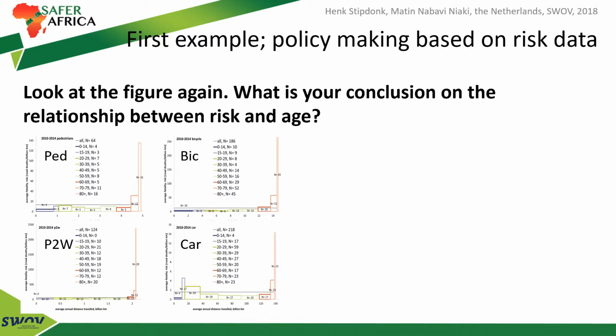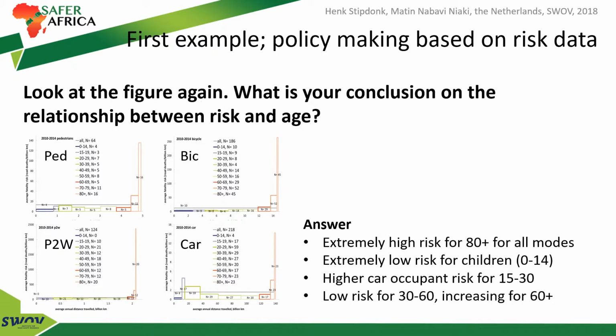As you can see from the graphs, the highest risks are for the people with highest age, 80 or over. But fortunately, their distance traveled is very small, especially for the high-risk power two-wheelers. We hardly have any people over the age of 80 who are traveling on a power two-wheeler, which is fortunate because their risk is really very extremely high.